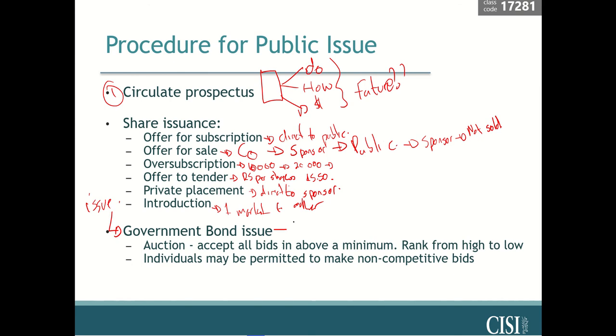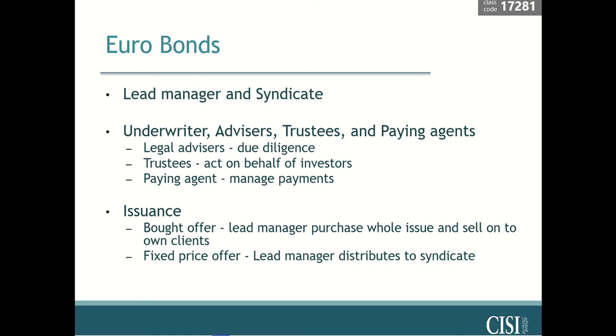they issue government bonds by auction. They accept all bids above a minimum. They rank them from high to low, and eventually individuals may be permitted to make non-competitive bids. So they give individuals a better chance to buy those government bonds. Any unsold bonds will be retained by the issuing authority and may be offered for resale at a later date.